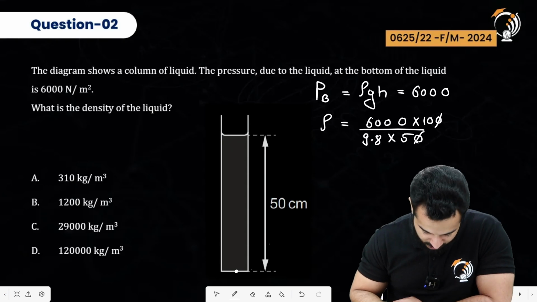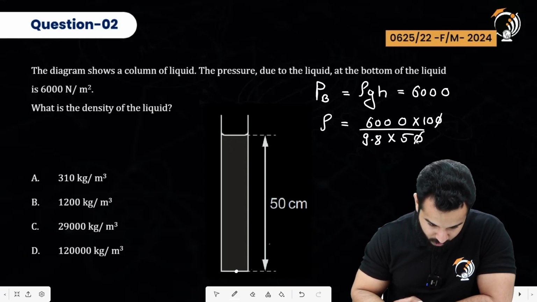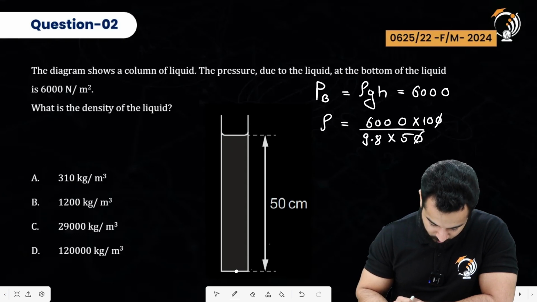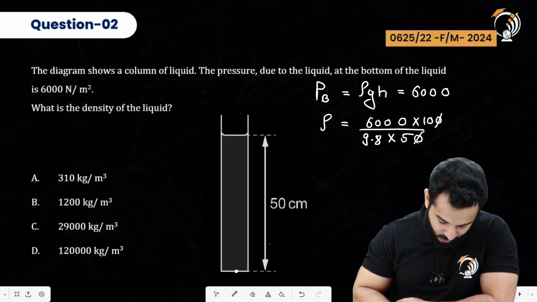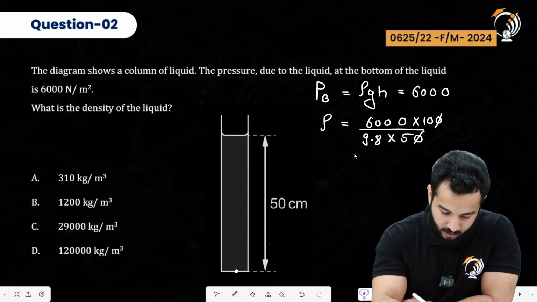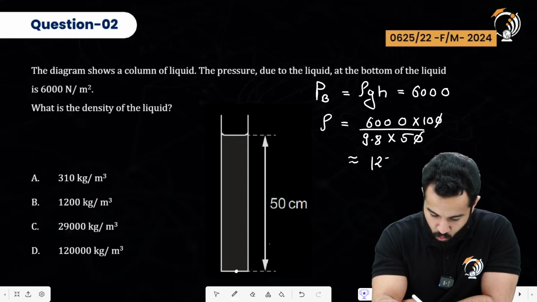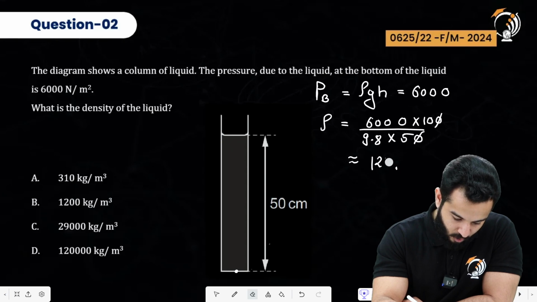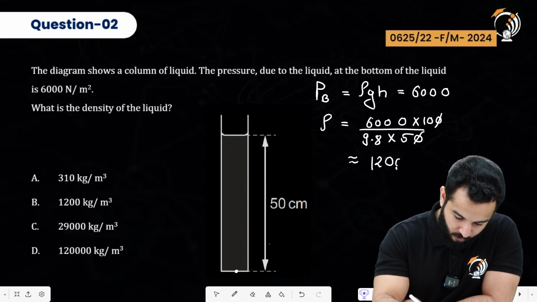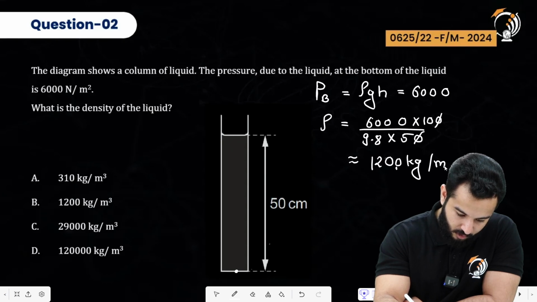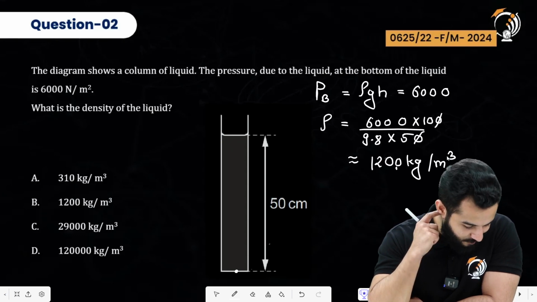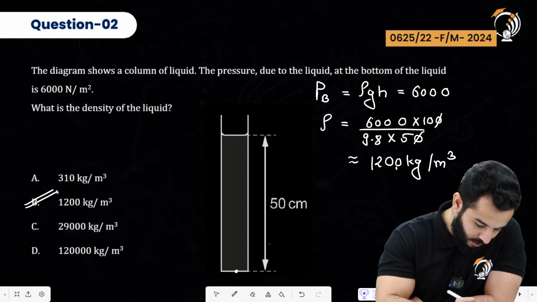After this, let's just quickly find this one out. This one is actually 60,000 divided by 5 and divided by 9.8. That is around 1224, which again can be written as 1200. This is what we are going to use, because the nearest option is option B.